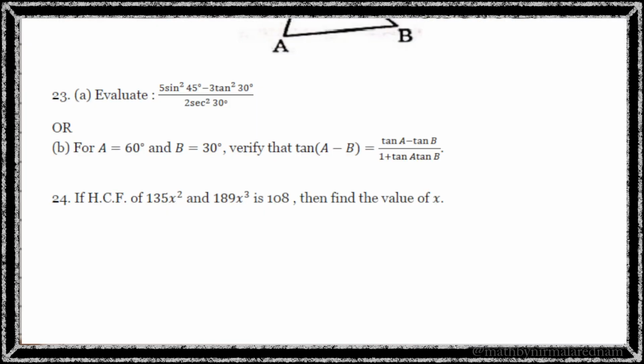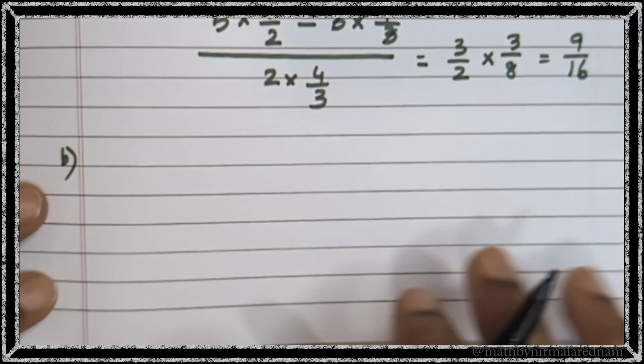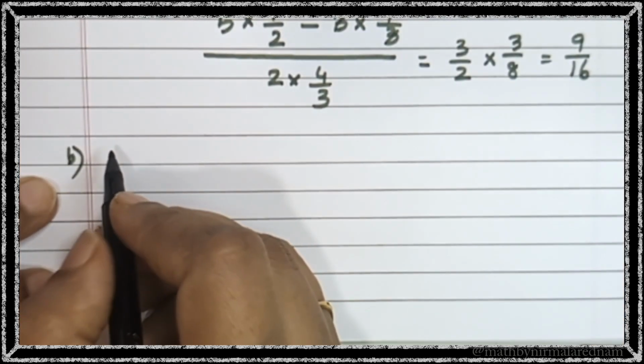There is an internal choice here. So let's look at the next question in 23rd. This is the A bit. Let's look at the choice question, B bit. For A 60 degrees and B 30 degrees, verify that tan (A minus B) is equal to (tan A minus tan B) by (1 plus tan A tan B). Again, this is also substitution of the trigonometric values of the angles that they have given, right?